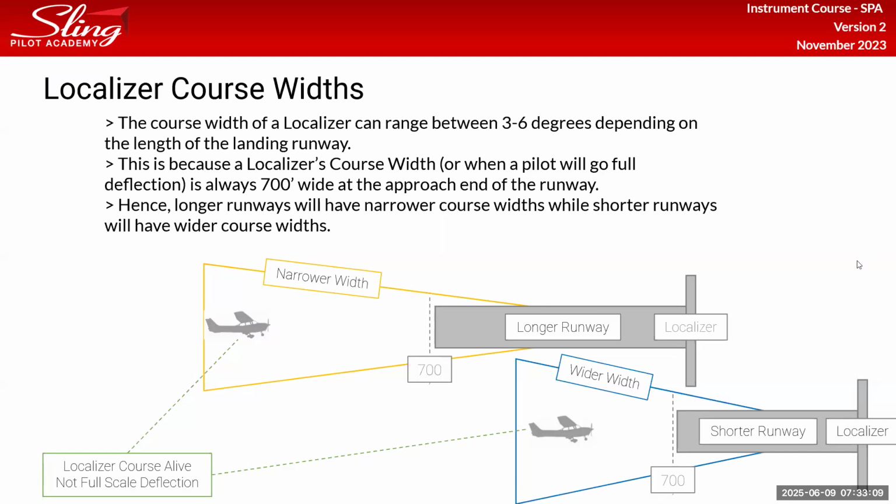So here's a longer runway with a narrow width. Here's a shorter runway with a wider width. The localizer course line, not full scale deflection. Does that mean all localizers are set to a certain amount of width? Because if they were built specific for each runway, then this wouldn't have to be there, right?